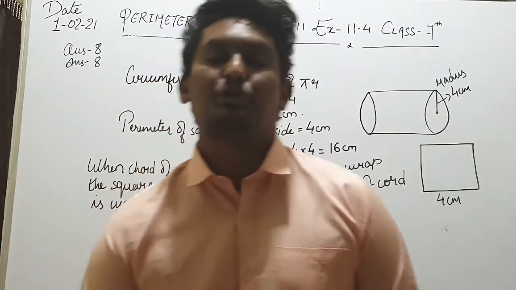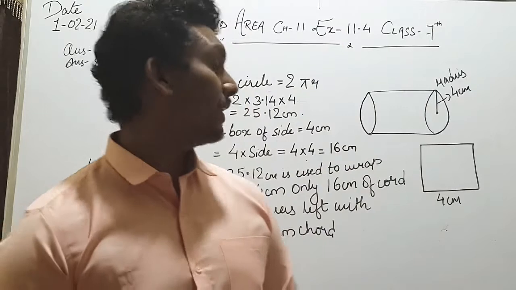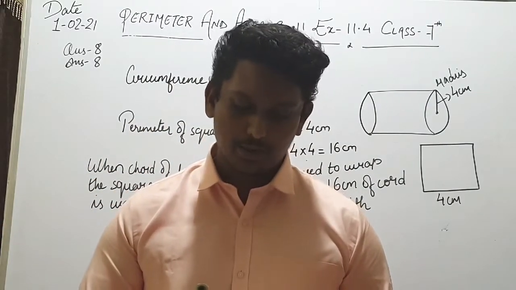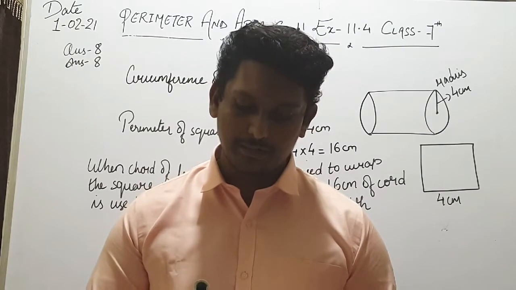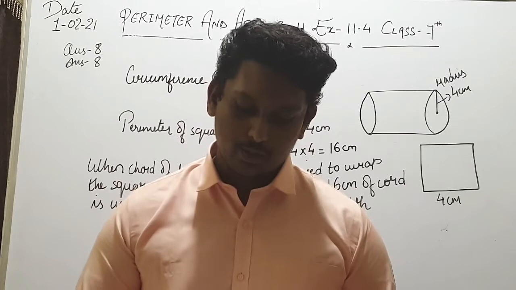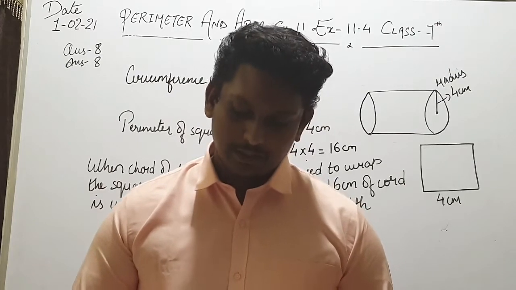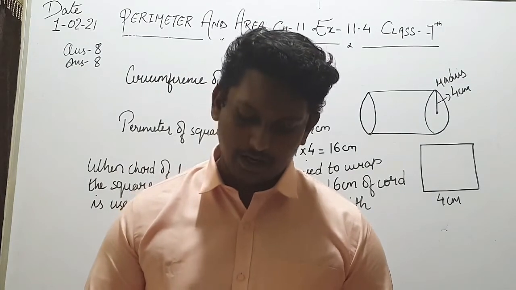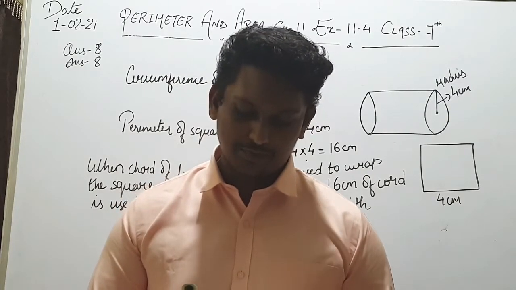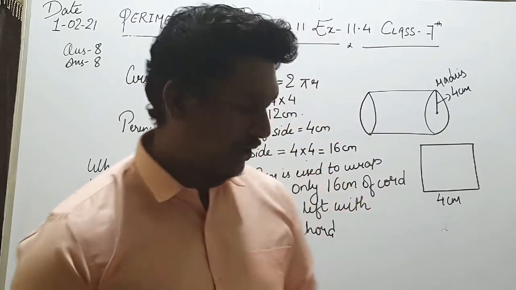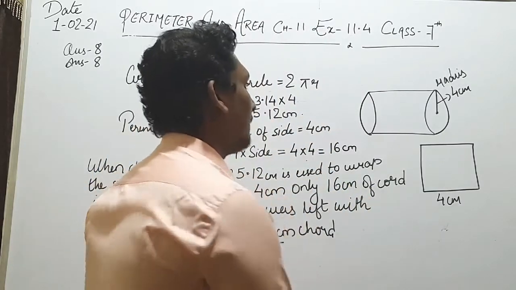Now come to question number 8. I'm just reading the question. Pragya wrapped a cord around a circular pipe of radius 4 cm and cut off the length required of the cord. Then she wrapped it around a square box of side 4 cm. Did she have any cord left? Now see the figure.